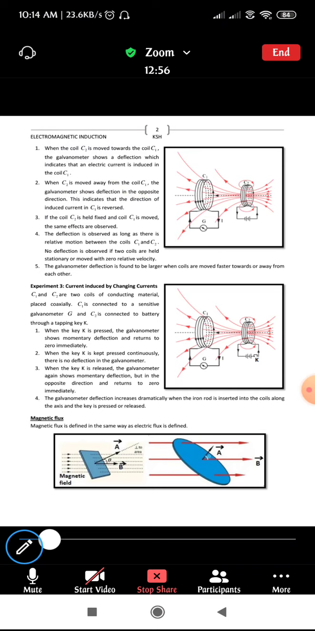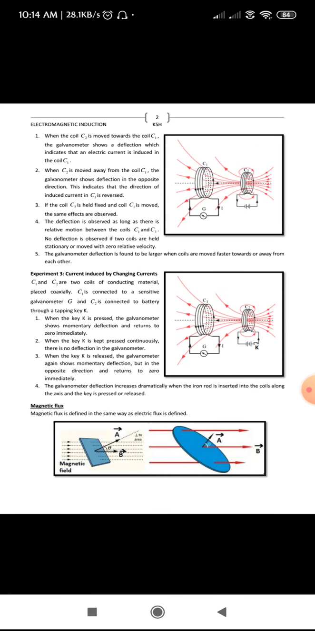Okay, fine. See, what do you mean by magnetic flux? If you remember electric flux, it is very easy to define magnetic flux. What do you mean by magnetic flux? Anyone?